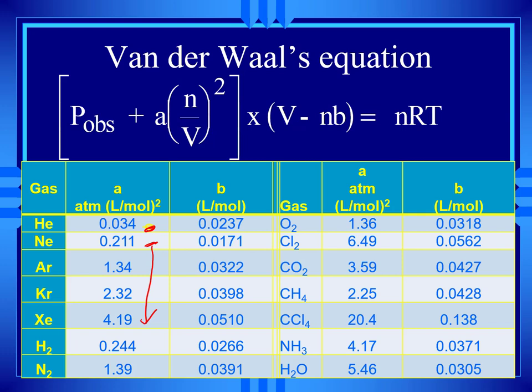And then b is about how big they are. And as you can tell, as the molecules get bigger, these numbers get bigger. The bigger the molecule, something tiny like helium is 0.0237. Something big like CCl4 is 0.138. So that's where we use the numbers.